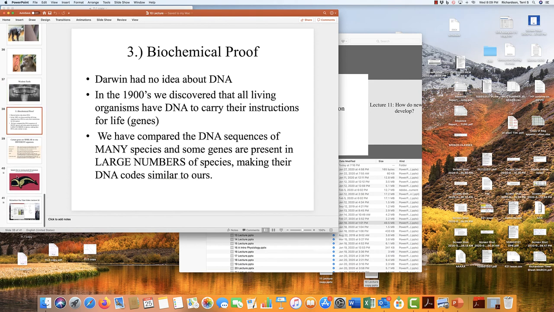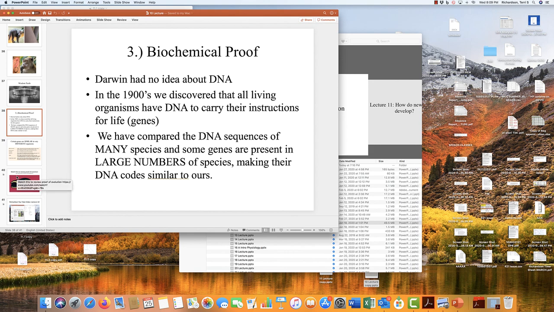And finally, biochemical proof. Of course, Darwin had no idea about DNA. We didn't realize that till 1953. But since then, we have compared the DNA sequences of many different species and find that some genes are present in large numbers of species, making the code, the DNA code, similar.